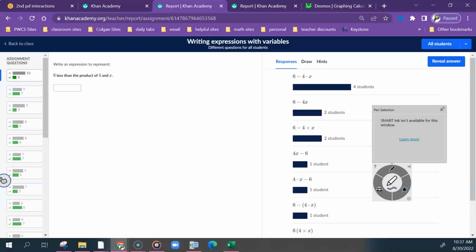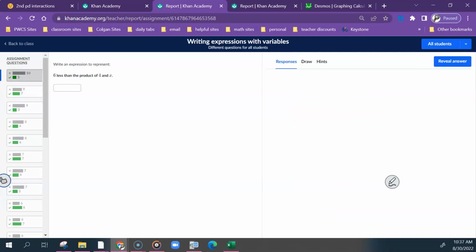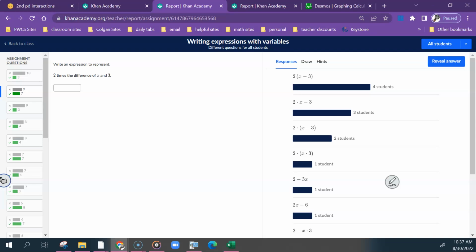Anyway, if we have something like 2 times the difference of x and 3, we're multiplying that 2 to everything. And the only way to show it's multiplying to everything is if we have parentheses. So if you didn't use parentheses, it counted you wrong. Or if you used the parentheses incorrectly, it counted you wrong. Khan Academy is also picky, so be careful with how you put stuff in.